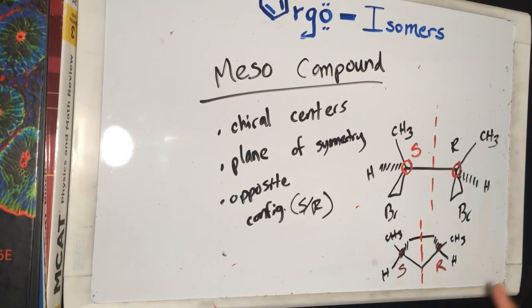So like I said, if you guys are having trouble with the whole R and S configurations, look for the video on my channel about chirality and all that stuff, and how to find out if it's an S or an R. But keep in mind, meso compound is just another way to categorize. We're going to call this guy a meso compound. So this is kind of something separate from the whole little flow chart that I made for you guys.